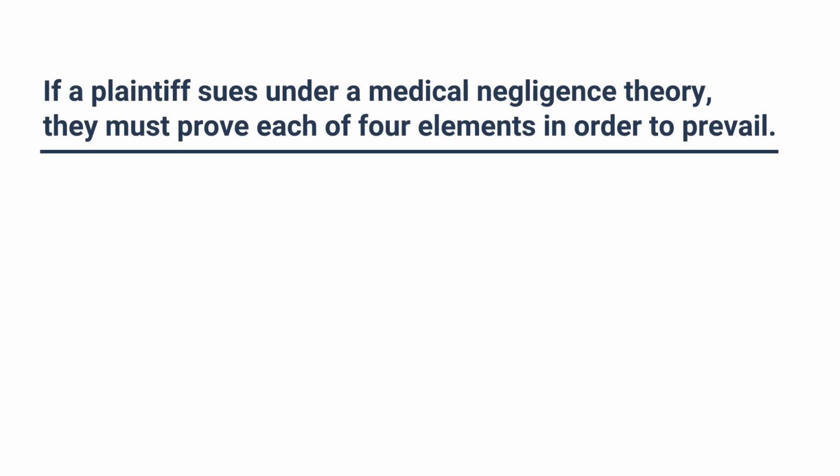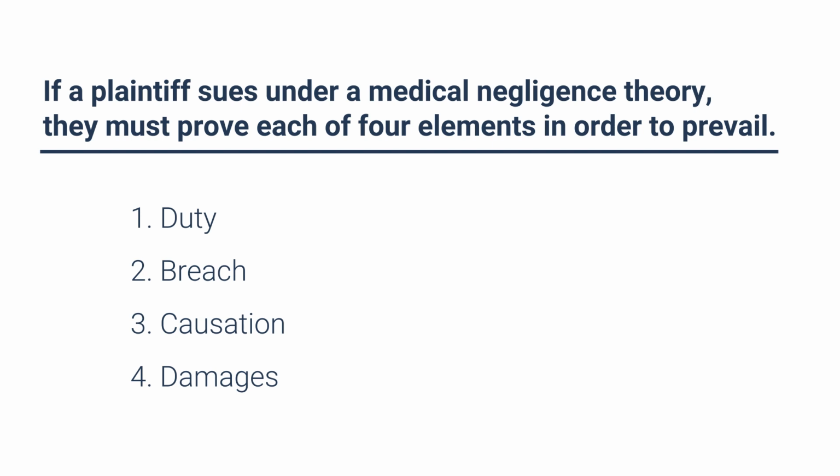Medical negligence is medical malpractice. If a plaintiff sues under a medical negligence theory, they must prove each of 4 elements in order to prevail. The plaintiff must prove these elements on a more probable than not basis once all conflicting evidence has been weighed. The 4 elements are duty, breach, causation, and damages.